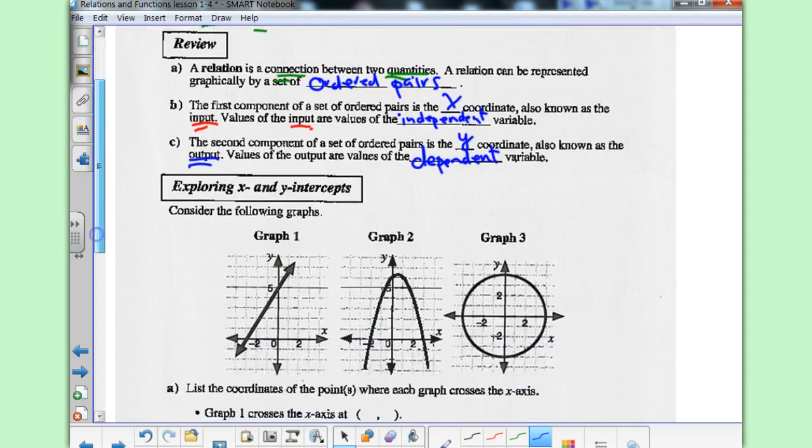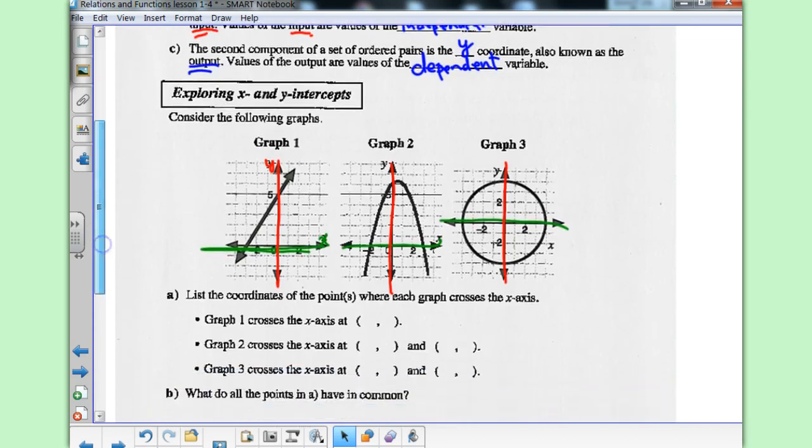So it's important if I use the x value, and I'm going to make that green. So my x is this green axis here, and I'll consider this y axis, this red axis, and we do the same with each of these. Now as we consider this learner outcome of x and y intercept, they ask us the question, what are the coordinates where each graph crosses the x-axis?